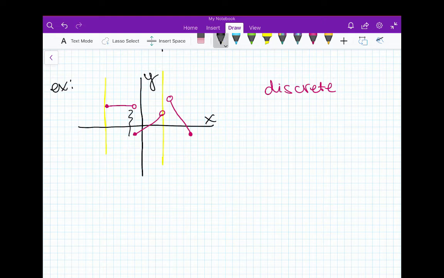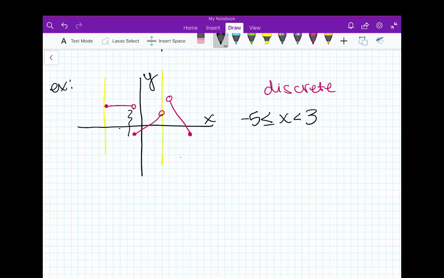If you look at this section right here, okay, it stops here, but then it picks up down here and starts again. So the domain for that is going to be negative 5 is less than or equal to x is less than 3. So take a look at that graph, specifically the part that I just highlighted, and see if you can figure out where I got this domain from. If you can't, you need to make a note of that and ask me.